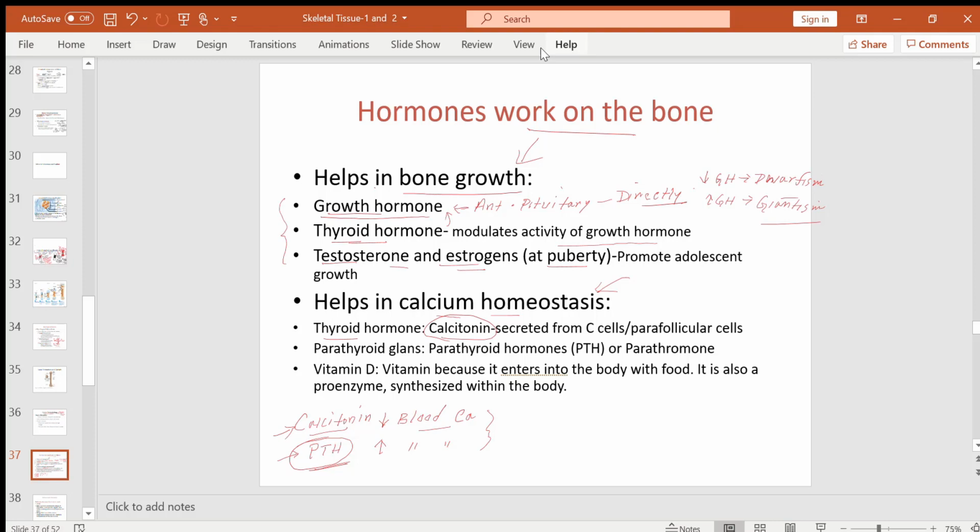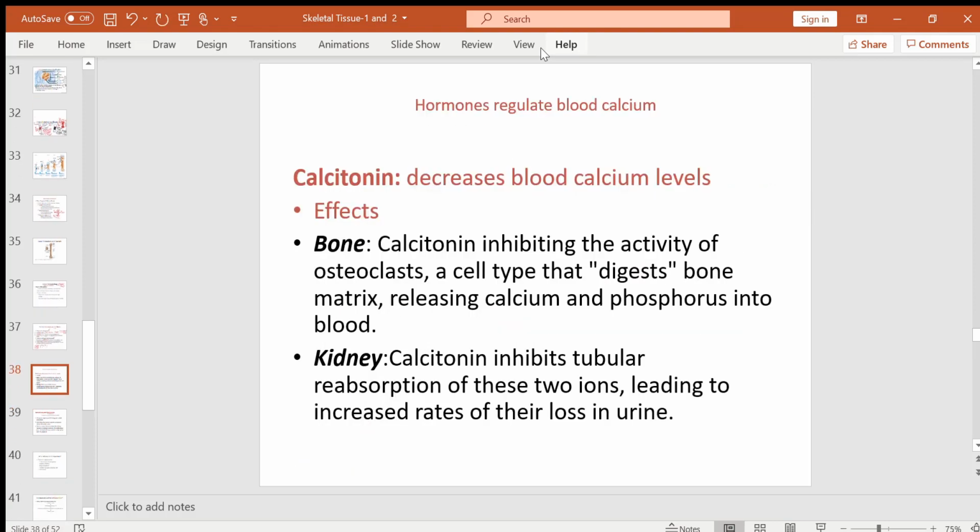Okay, now how do calcitonin and parathyroid hormone work? Calcitonin works on the bones and kidneys to lower the blood calcium. You remember, in the bone you have the matrix, right, in between lacunae. So this is the matrix here, and you must remember giant cells, big cells, with many nuclei inside and mitochondria. These are called what? Osteoclasts.